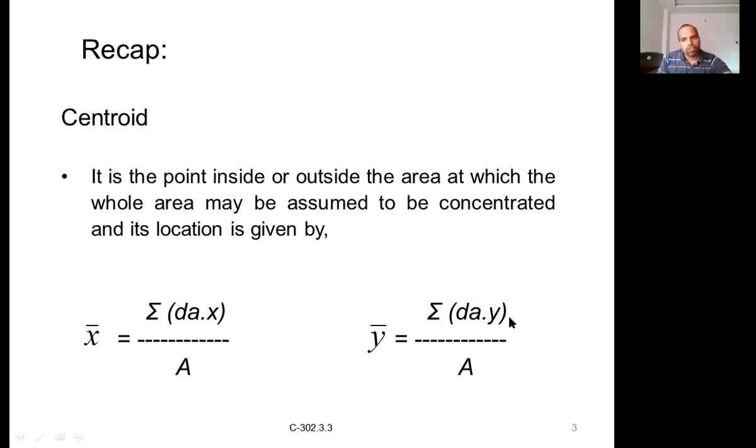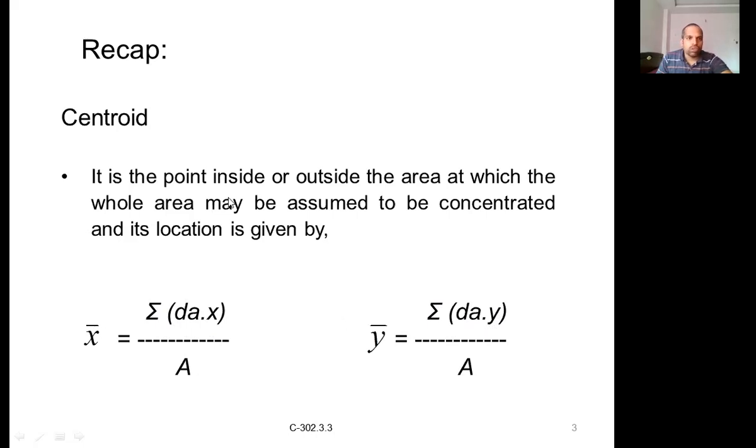And y bar is equal to the sum of the moment of areas of all the figures about the y-axis. This is moment of areas about the y-axis, and these are moment of areas about the x-axis. If it is x, it means about the y-axis. If it is y, it means about the x-axis.